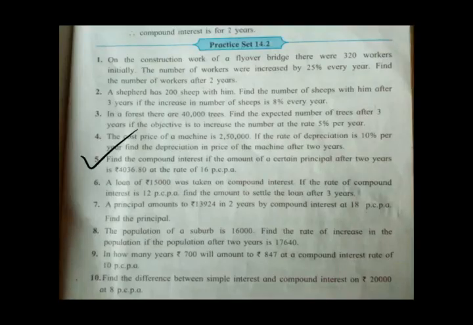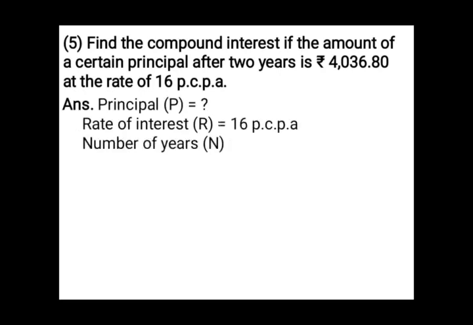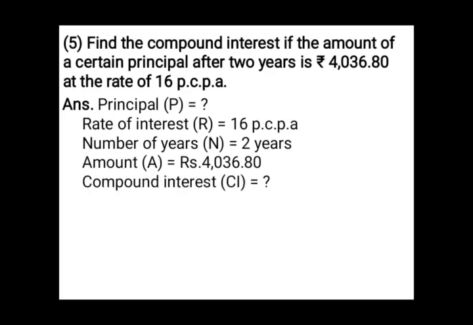Find the compound interest if the amount of a certain principal after 2 years is rupees 4,036.80 at the rate of 16 p.c.p.a. Principal P you have to find. Rate of interest R is equal to 16 p.c.p.a. Number of years N is equal to 2 years. Amount A is given, rupees 4036.80. You have to find compound interest.